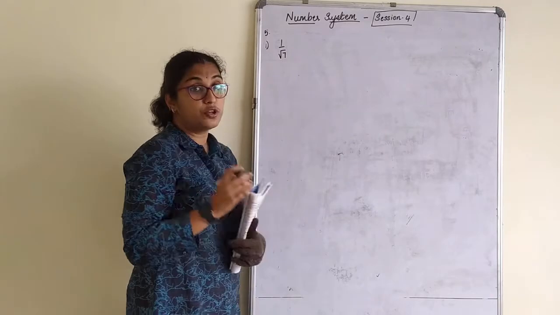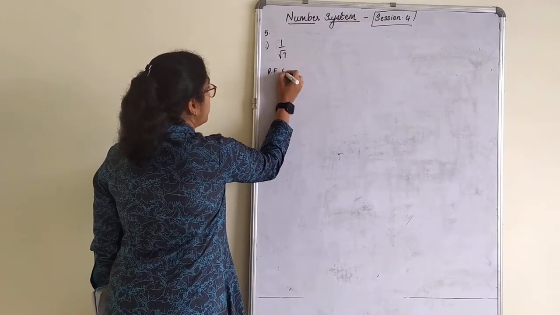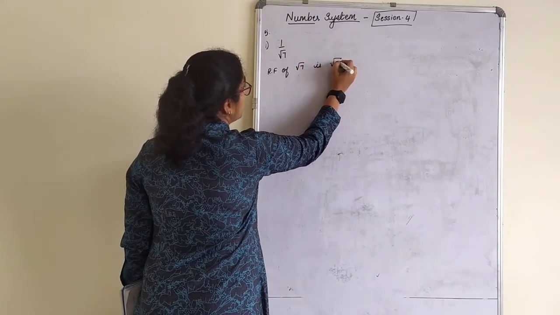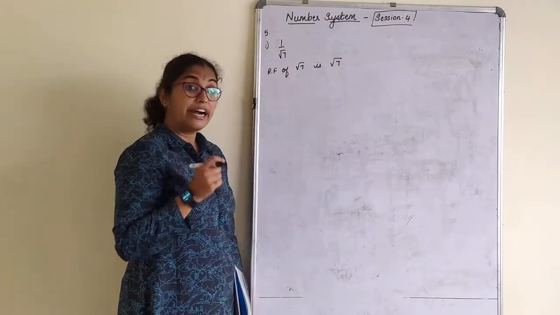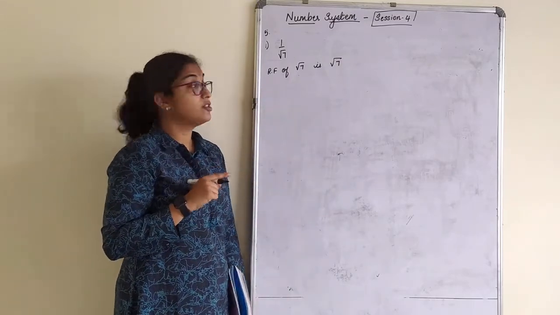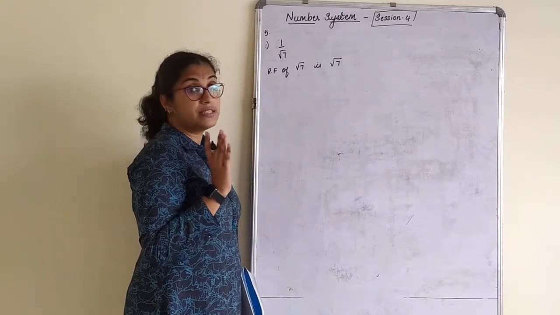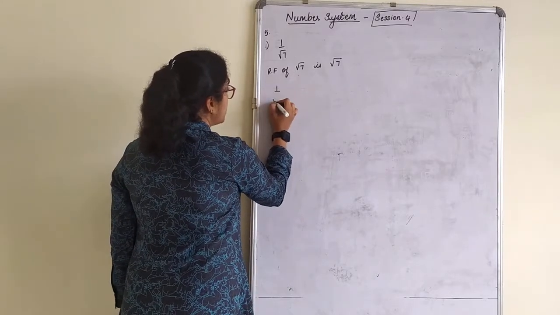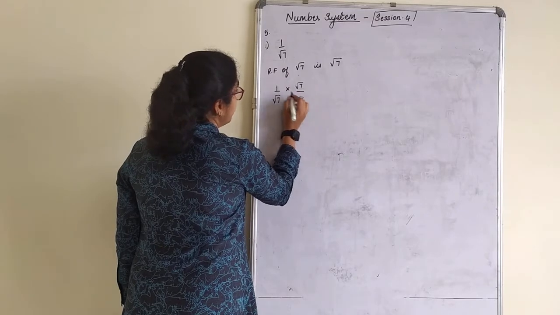Yeah. The first and foremost step what you write here is RF of root 7 is root 7, right? If you don't write this RF, your half mark is actually deducted. So this is compulsory what you have to write. RF of root 7 is root 7. That is rationalizing factor of this. Then again copy the question, multiply and divide by that RF.